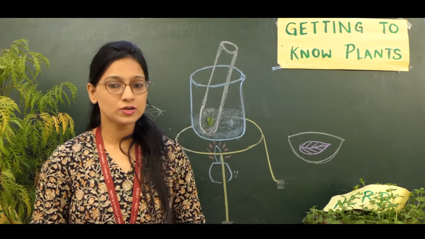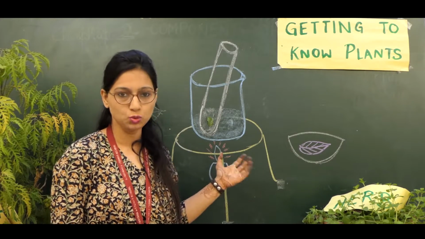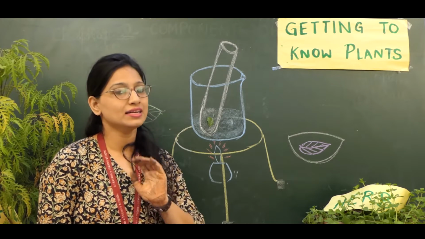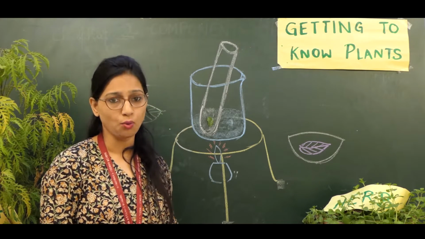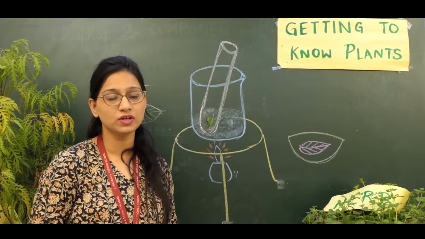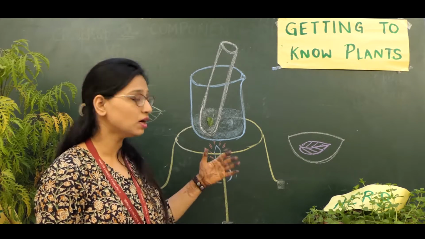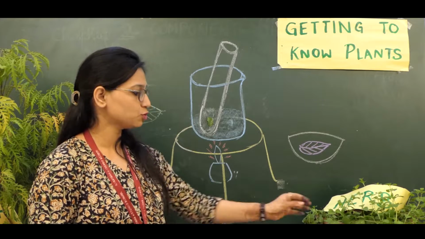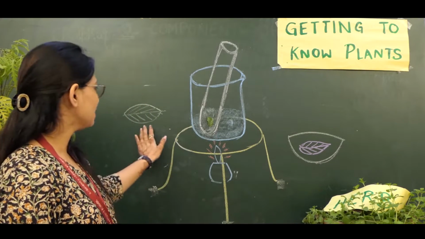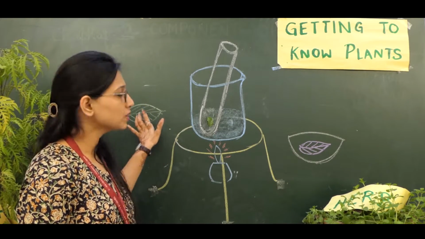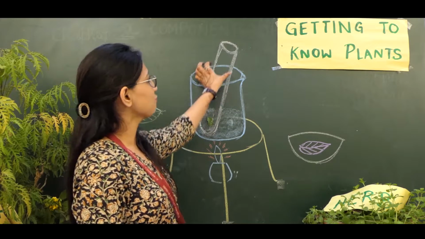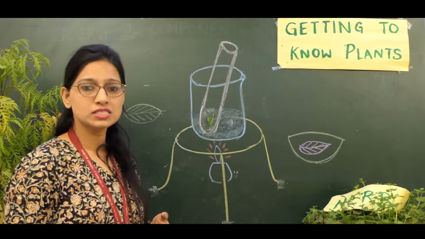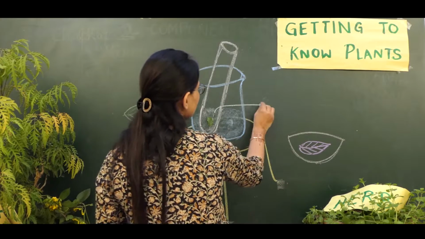Let's see. Okay students, so this is the setup we have to do. This practical has to be done only in the labs in the school, not at home, because it involves the use of spirit, and also the flame. So what is being done here is you have to take a green leaf. So I have taken a green leaf here. This green leaf I have kept in a test tube. Now inside the test tube you have to fill spirit.